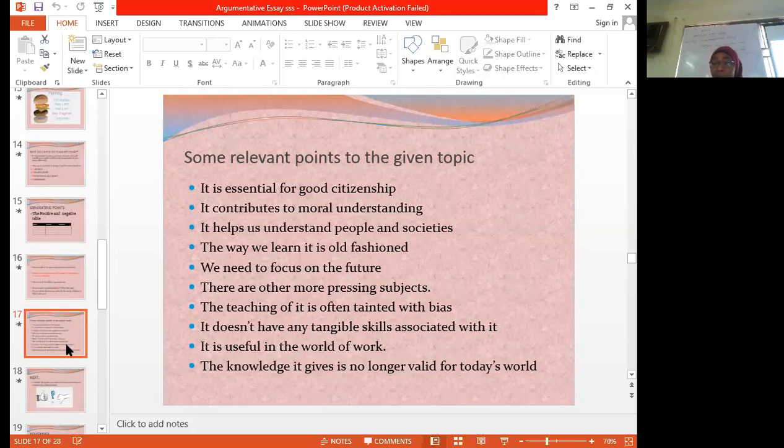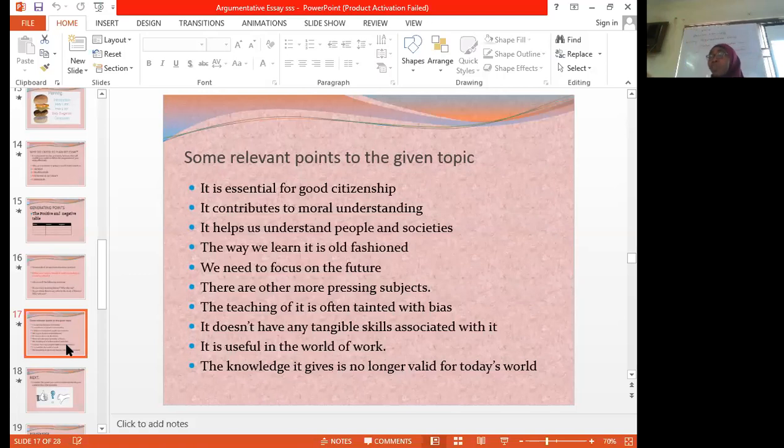Then it is useful in the world of work. That's the positive point. Then finally, the knowledge it gives is no longer valid for today's world. I've learned about slave trade. Will slave trade reoccur? Will it happen again? So it's not valid.